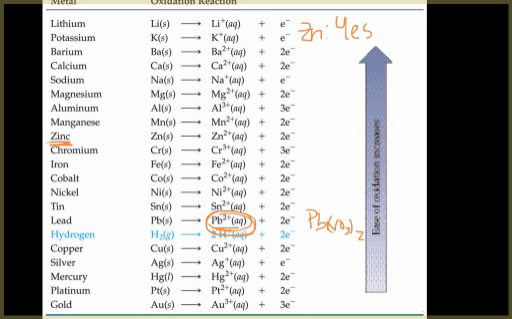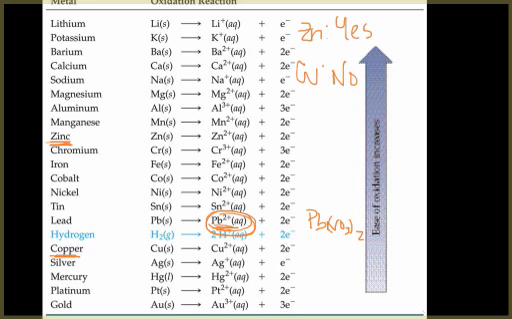My next example here is copper. So here's copper, here's my ion. Notice in this case, lead is above copper. So for copper, this would be a no. That reaction would not occur.